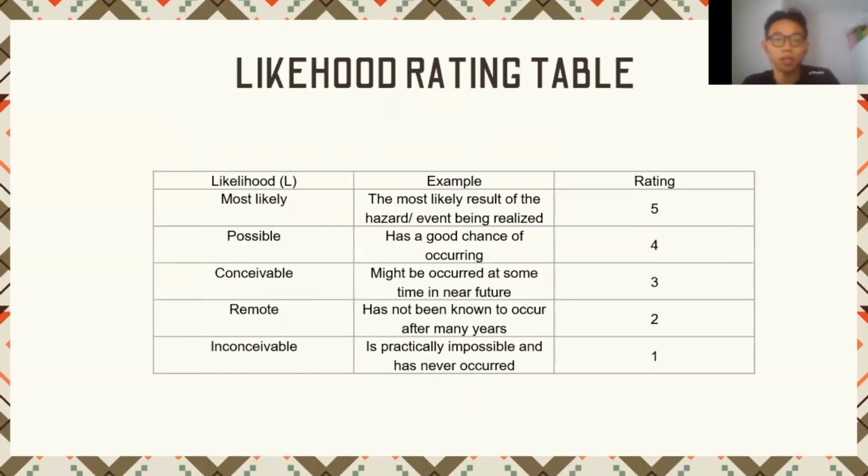So for the likelihood, we have this likelihood rating table. You can see that the most likely to happen will give a rating of 5, and the most unlikely to happen will give a rating of 1.